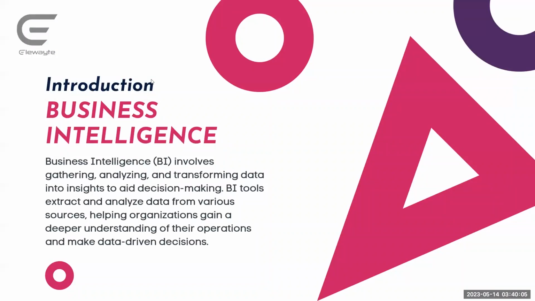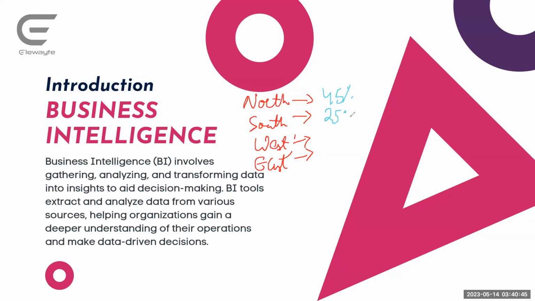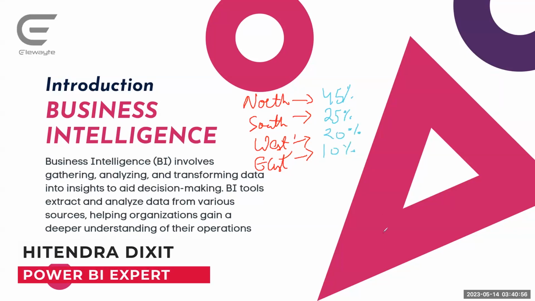Let's say, for example, we have four regions: north, south, west, and east. Now let's say we have our data for the past 1 year. In this 1 year of data, we saw that the total sales made in north is around, let's say, 45%, south is 25%, west is 20%, and east is just 10%.